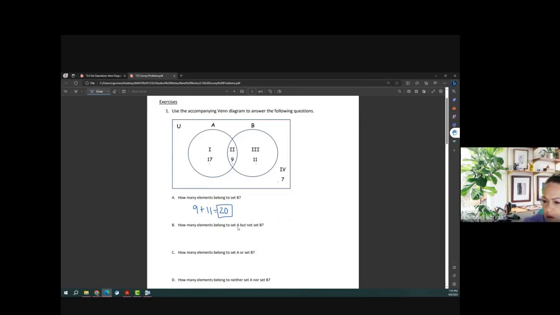How many elements belong to set A but not set B? So anytime it says not, we cannot do anything that is in that set. So the only region that we can look at is region 1, which would be 17 elements.